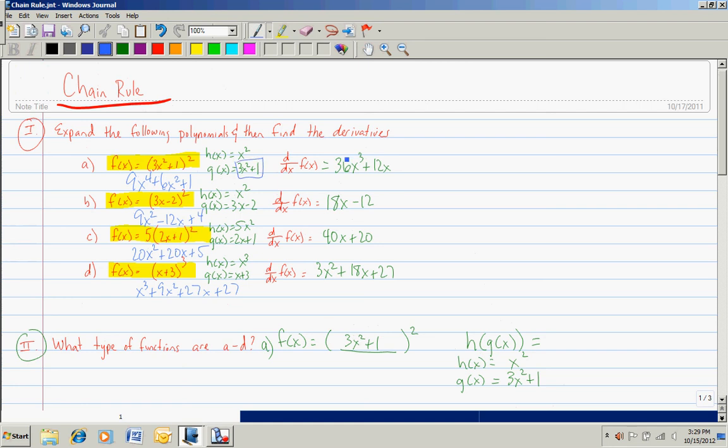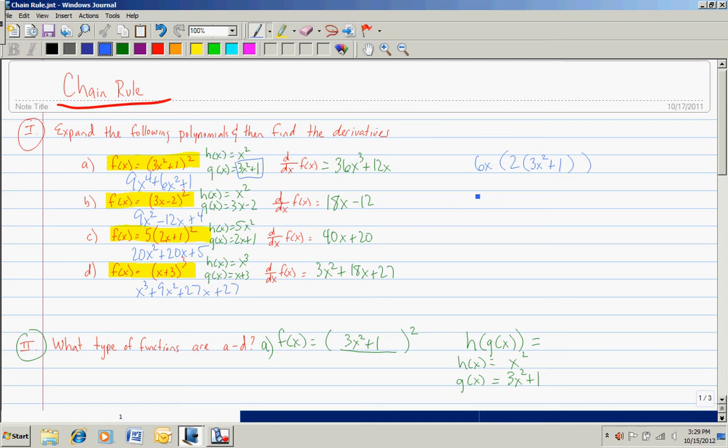Again, the inside function is 3x squared plus 1, so if I take the derivative of that, I get 6x. And then the derivative of the outside function is 2 times x, because the derivative of x squared is 2x. But remember that we actually had 3x squared plus 1 in there, so this is going to be our derivative.